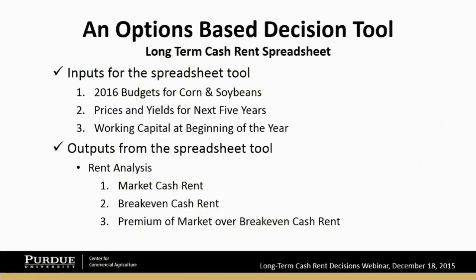So let's talk about the outputs from the spreadsheet. It's going to compute a break-even cash rent. I've got that listed as number 2 on the slide. It will compute the premium of the market rent in your local community over the break-even cash rent. But that does require you to plug in number 1, which is the market cash rent in your area. When we go to the spreadsheet, we're going to start off by using some data from the Purdue Farmland Value Survey, which is conducted every summer. So that gives us a starting point.